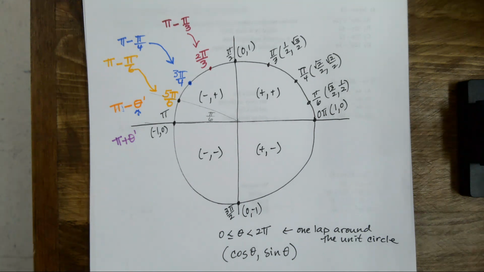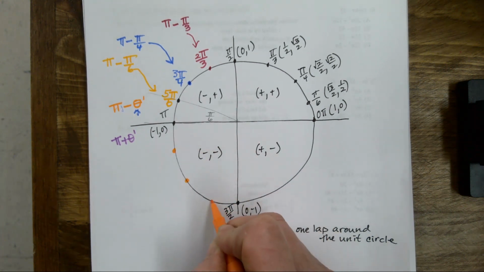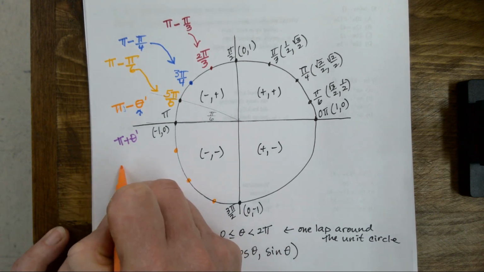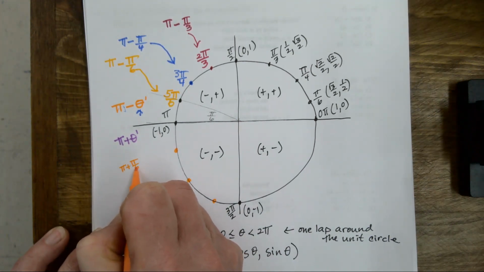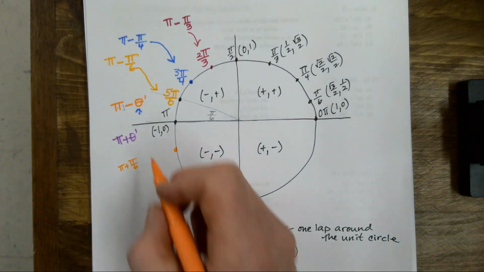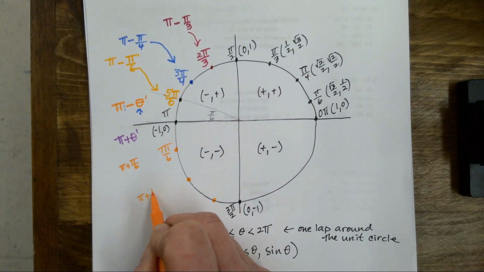So again, I'm going to have those 3 more points. My 3 family members falling in that quadrant, but this time it's adding. So to find my first one, it is pi plus pi over 6. What do I get? Beautiful. Then I do pi plus pi over 4.